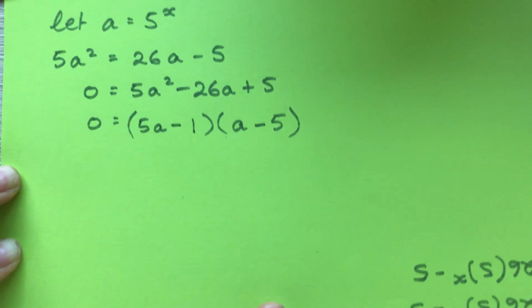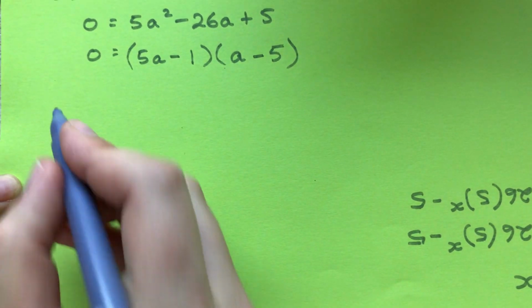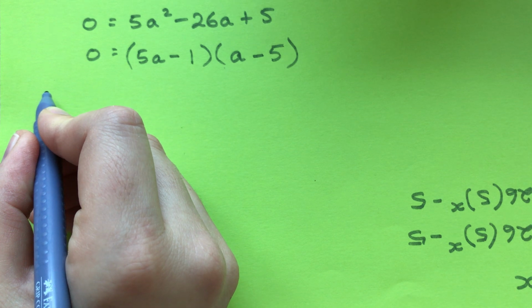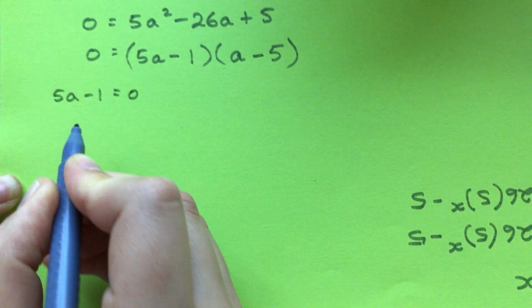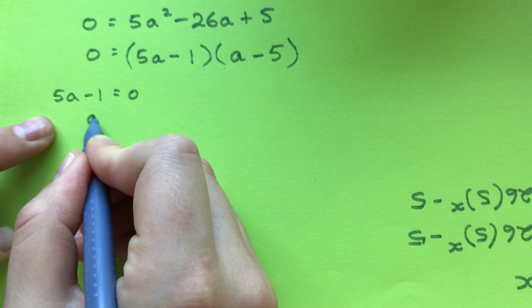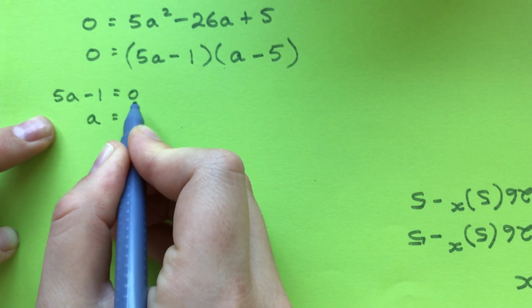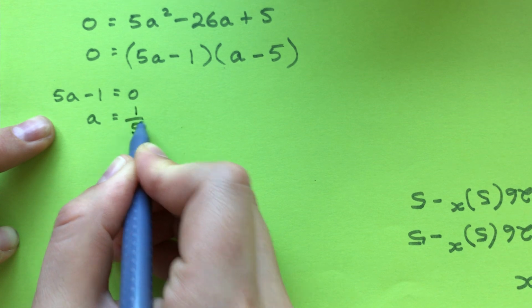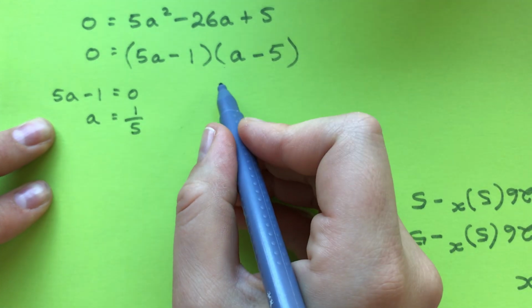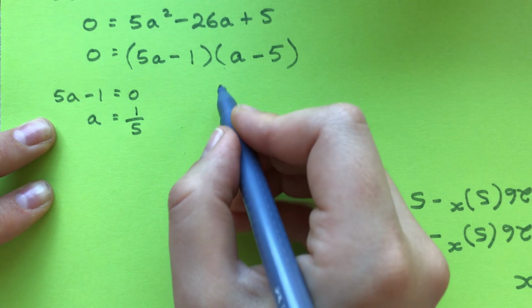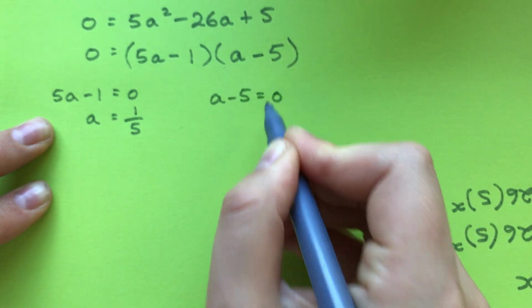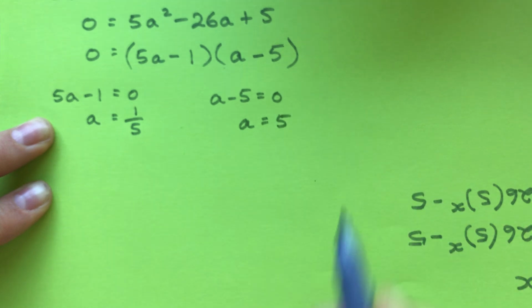So there we go. Cool. So we have our factors. 5a minus 1 equals 0. So therefore a will be positive 1 over 5. And over here we have a minus 5 equals 0. So therefore a equals 5.